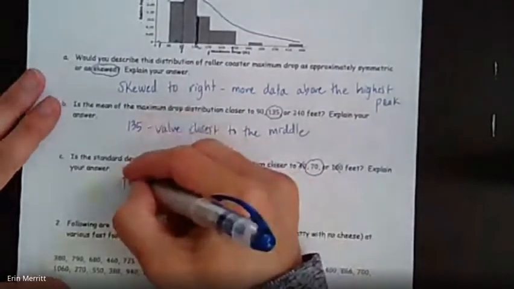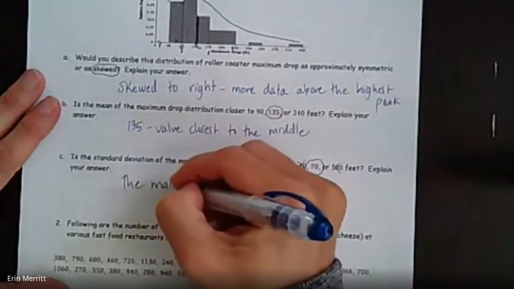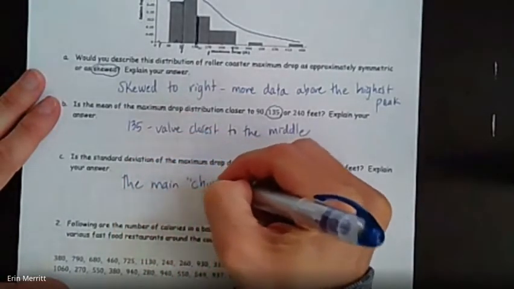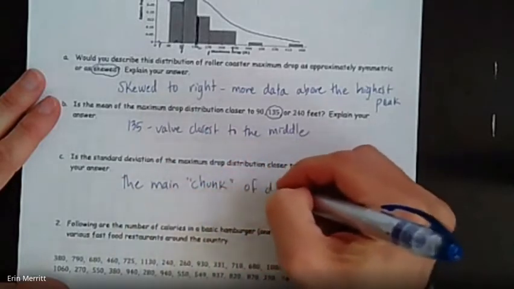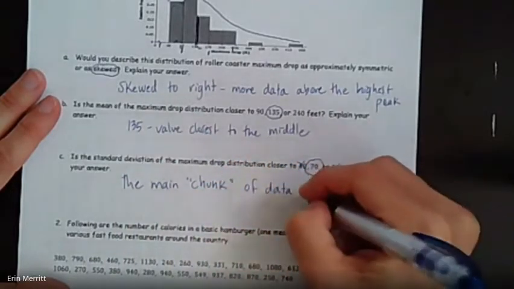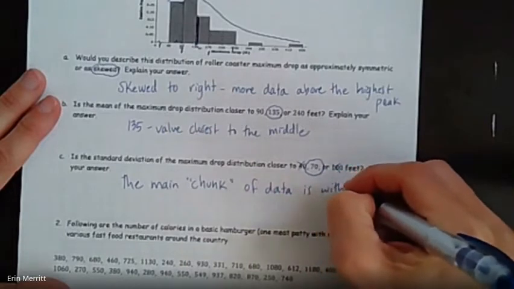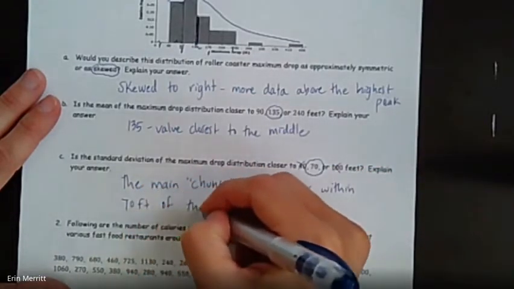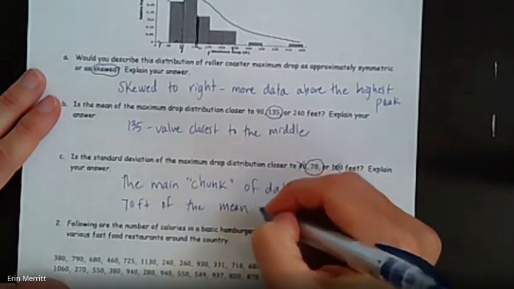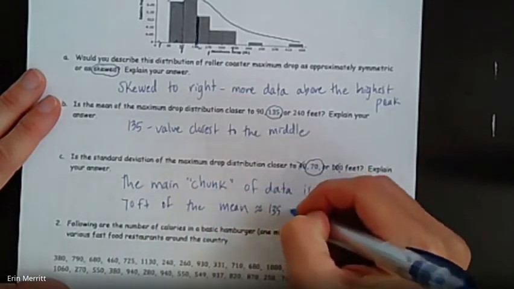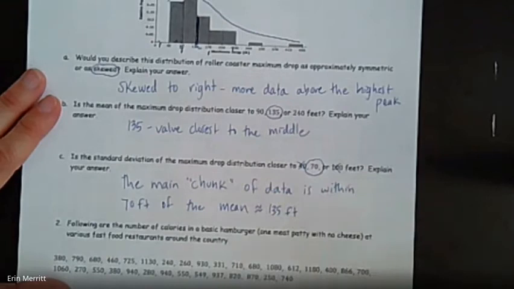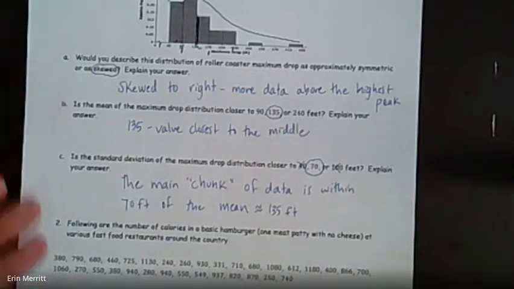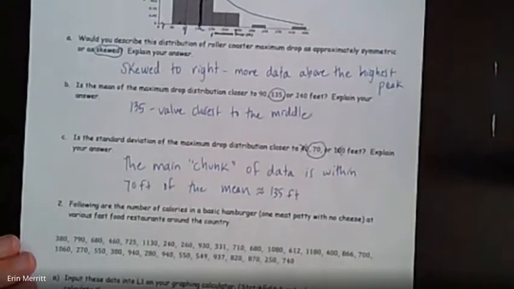So I would say the main chunk of data is within 70 feet of the mean, which we said was about 135-foot drop. All right. And like I said, don't worry about calculating that in the future. We will show how to calculate it in just a second here on our actual calculators.